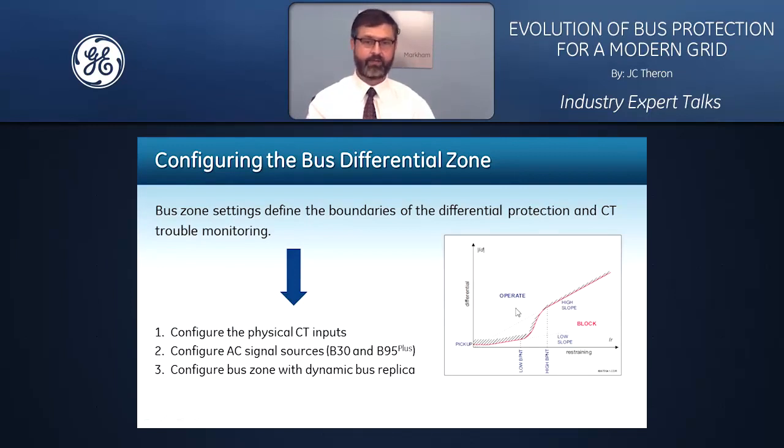But before we can get to that part, configuring the physical CT inputs is very important, of course, and these CT inputs will be based on signal sources for the B30 and the B95 Plus. That has to be configured because the signal sources have to be assigned to the bus differential zone. Then we'll cover the configurable bus zone with dynamic bus replica after that.